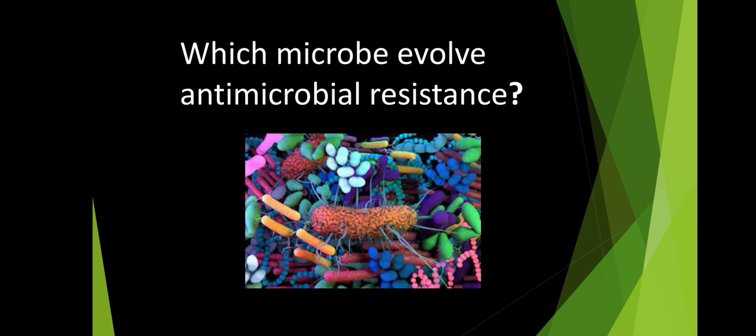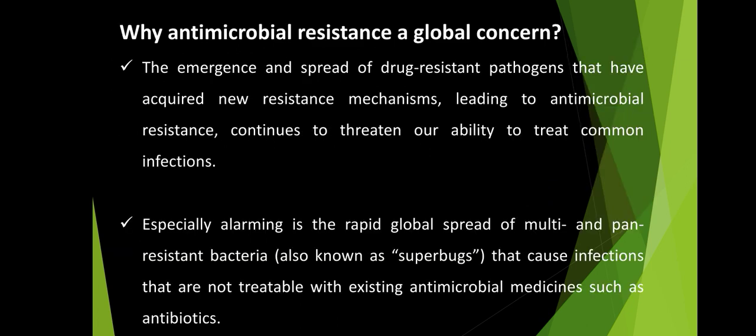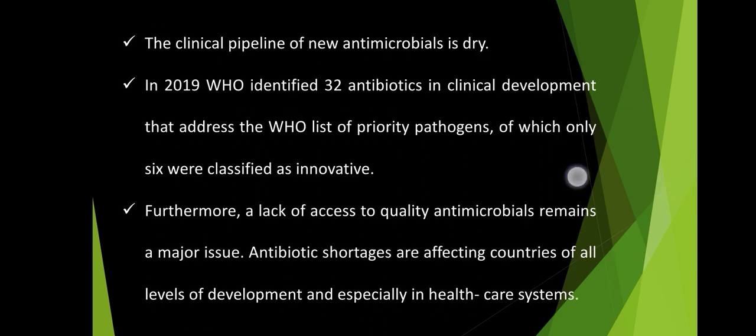So which microbes evolve antimicrobial resistance? All classes of microbes can evolve resistance, for example fungi, viruses, protozoa, bacteria. So why is antimicrobial resistance a global concern? The emergence and spread of drug-resistant pathogens that have acquired new resistance mechanisms leading to antimicrobial resistance continues to threaten our ability to treat common infections. The clinical pipeline of new antimicrobials is dry. In 2019, the World Health Organization identified 32 antibiotics in clinical development that address the World Health Organization list of priority pathogens, of which only 6 were classified as innovative.